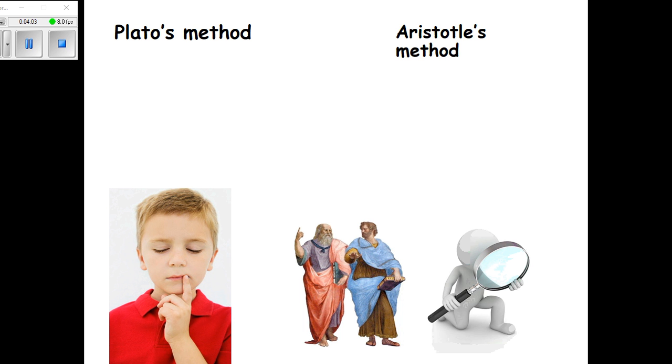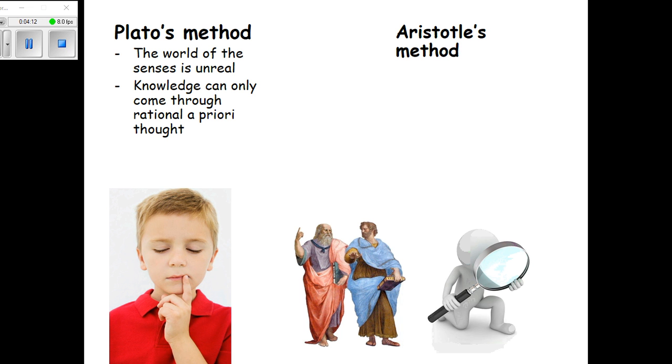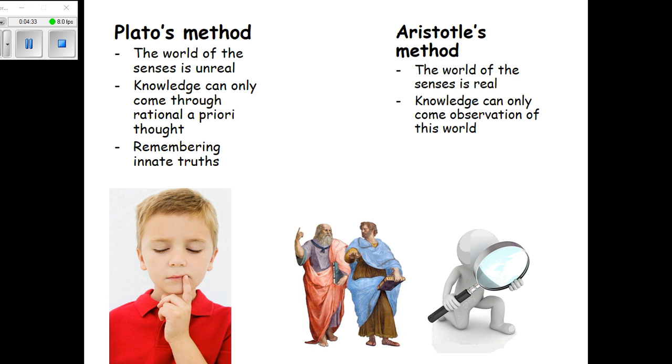So let's look at Plato versus Aristotle's method. So Plato's method, he says the world of the senses is unreal. Knowledge can therefore only come through rational a priori thought, accessing innate ideas that are being recollected from a previous existence. So remembering innate truths. Aristotle's method, the world of the senses is real. Knowledge can only come from observation of this world, and we discover through observation. So Plato is much more a priori, and Aristotle is much more a posteriori.